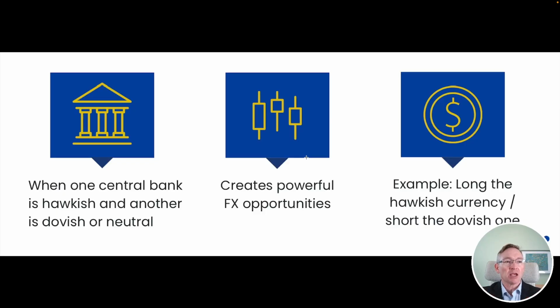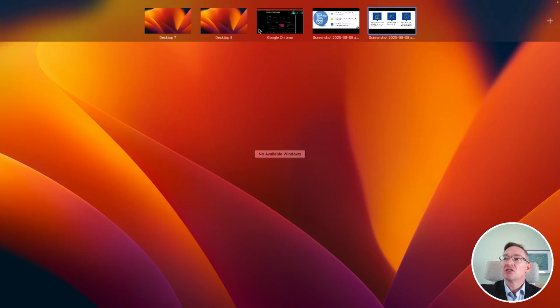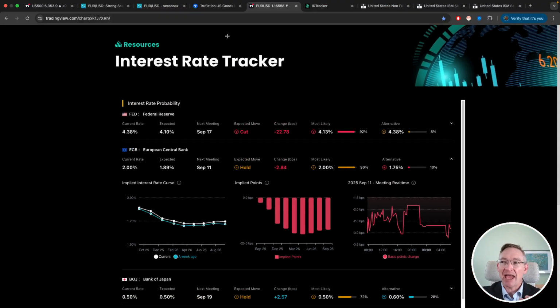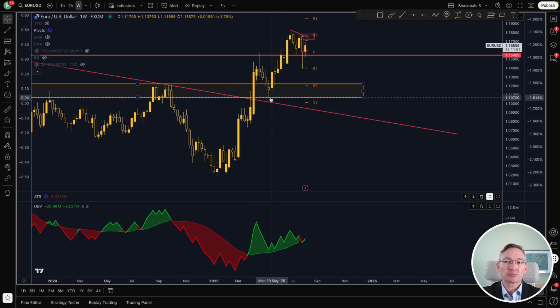Now, in this instance, it was relative. So it wasn't that the ECB was more hawkish than the Federal Reserve. It was just that the ECB has almost done with cutting interest rates just as the Federal Reserve's about to start cutting interest rates. So that just creates this tailwind for the euro dollar. That was the philosophy, right?